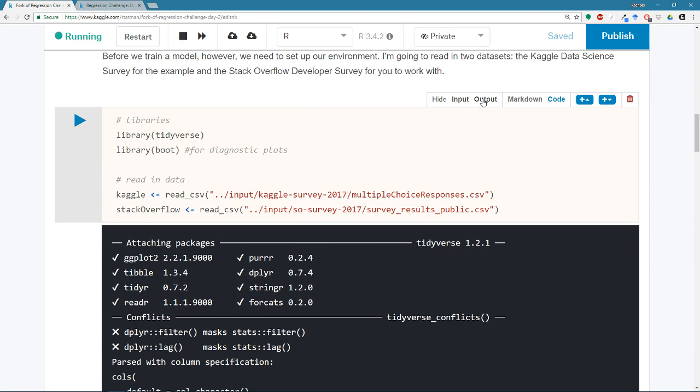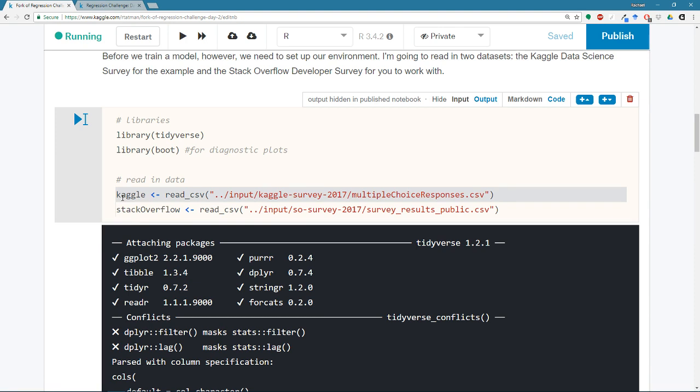Hide output. So this bit of the cell says that when you compile the notebook, so when you hit publish, I don't want to see the output because you don't need to know all that nonsense. That's not interesting or important. And the boot library is for doing diagnostic plots for generalized linear models, not general linear models. Those are different. I know. Who lets statisticians name things?